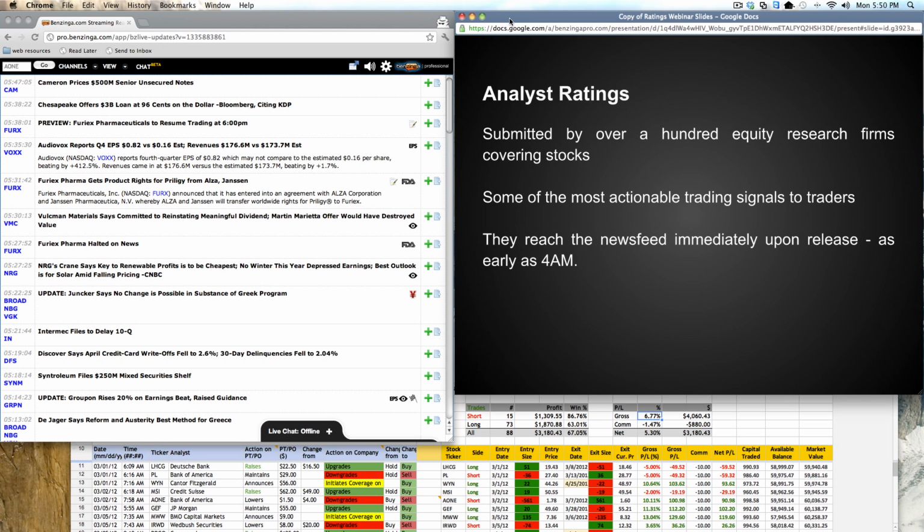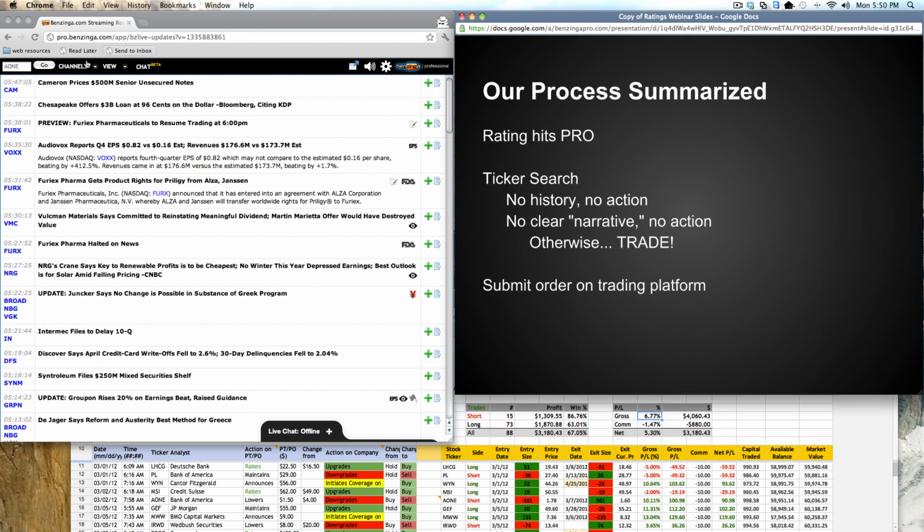I will illustrate my strategy with two examples listed in my spreadsheet, and with those examples, I will flesh out my trading process. For now, all you need to know of the process is that it goes like this. We see a ratings headline. We perform a search in Pro for other ratings on that stock. We assess the narrative across the chronology of those ratings, including the latest one. And then we trade when the latest ratings suggest a possible change in the market price for that stock.